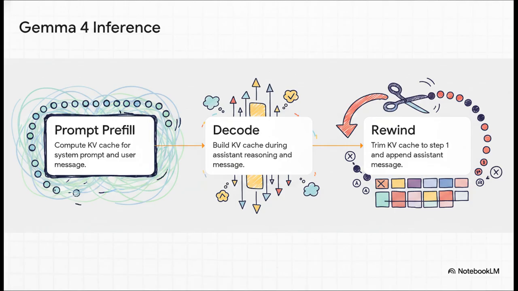To trigger the next agentic step, you actually have to rewind and trim the KV cache back to step 1. Append the assistant message, but drop the intermediate reasoning. And because of that sliding window we just talked about, you can't just neatly roll the state back. You are forced into doing massive, entirely redundant recomputations for every single turn of the conversation.